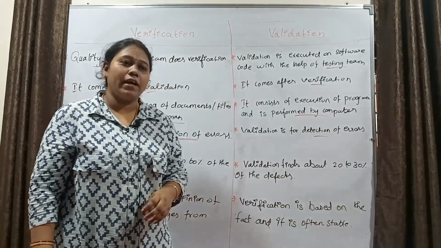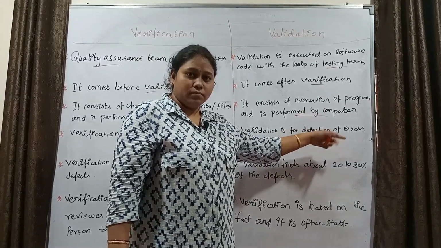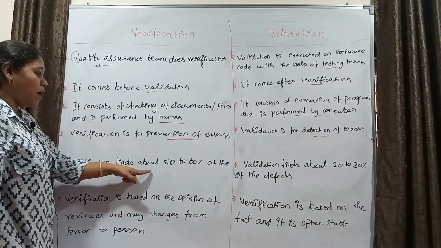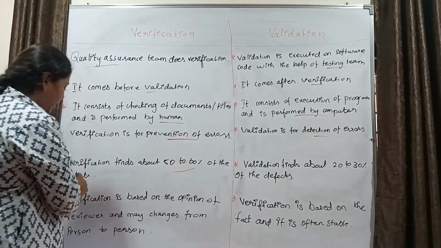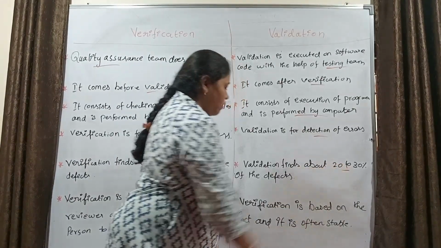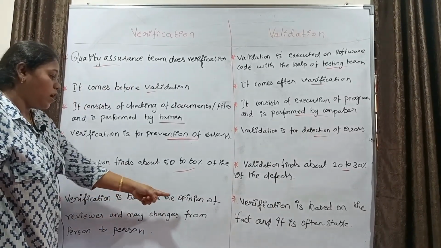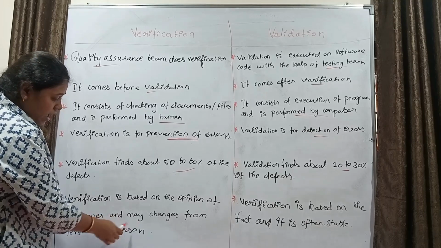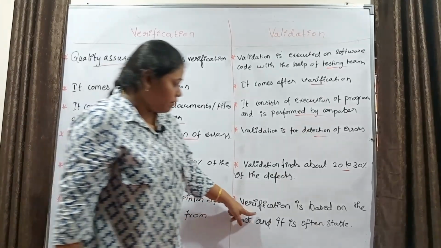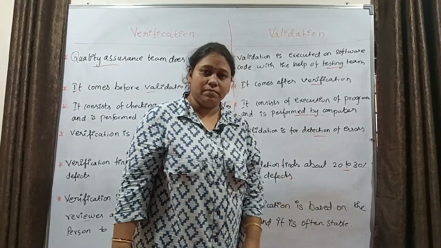While validating, we can identify how we got our result. Next one: verification finds about 50 to 60% of the defects, but validation finds about 20 to 30% of the defects. Verification is based on the opinion of the reviewer and changes from person to person, but validation is based on fact and is often stable.